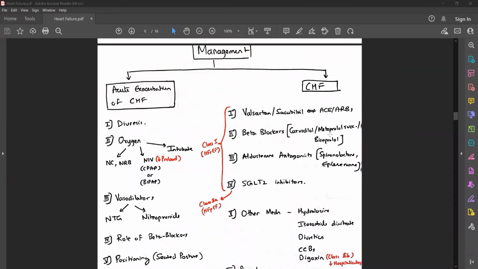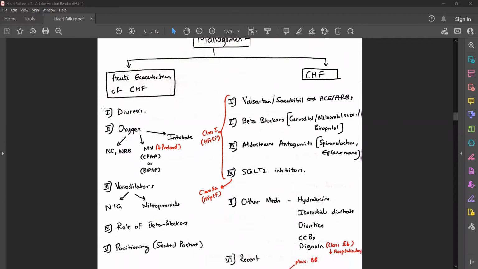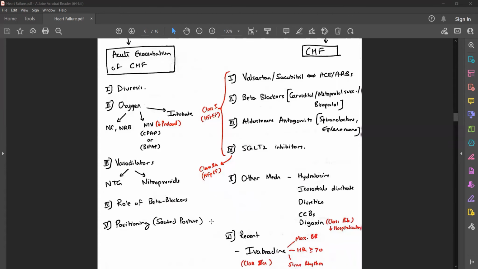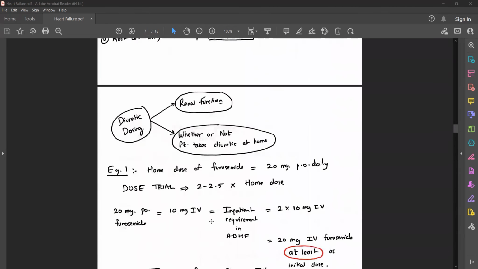Now let's talk about the management of heart failure: management of acute exacerbation and management of heart failure at baseline. We'll go one by one over the topics. In acute exacerbation of heart failure, the important modalities of management are diuresis, then oxygen supplementation, then vasodilators, and then the role of beta blockers. And whenever a patient comes in with acute decompensated heart failure, you put them in a propped up, seated position. Let's talk about diuresis first.